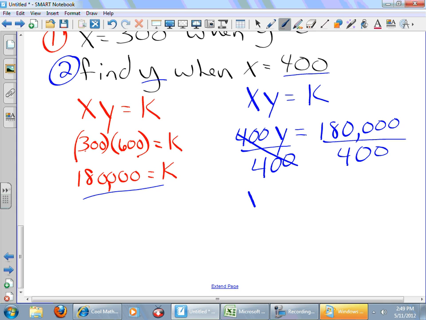Those cancel. I get y equals, and I'm going to do some canceling here, and I'm going to get 1,800 over 4. And I don't like to divide by 4. I like to cut things in half and then cut them in half again. So I'm going to cut 1,800 in half and get 900, and cut that in half and get 450. And so there you go. That means y is 450 when x is 400. And that's it, as simple as that.